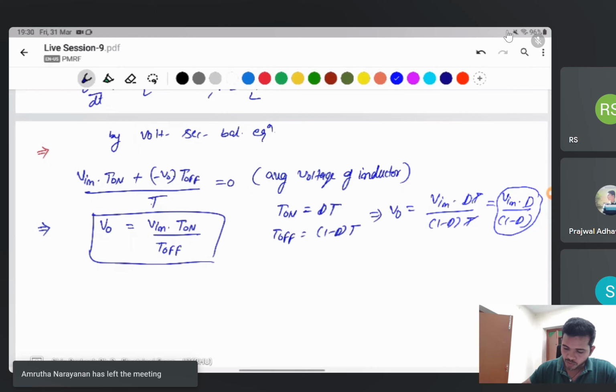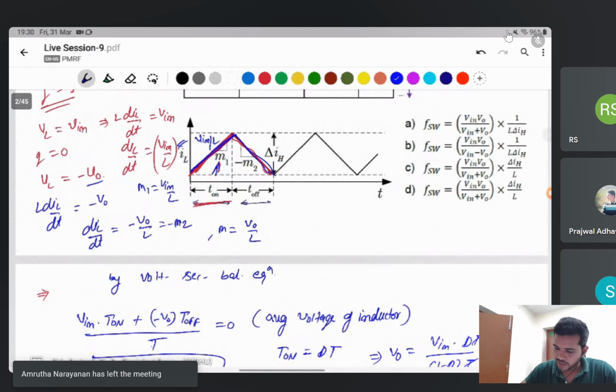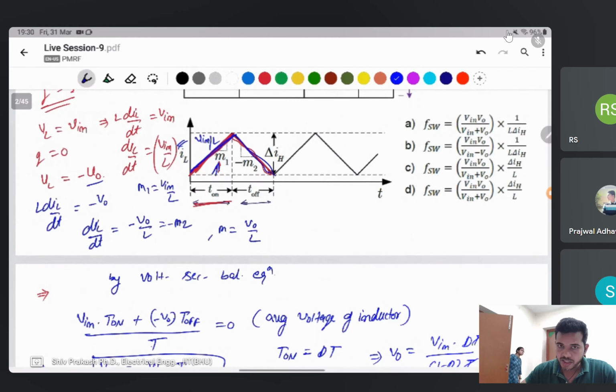Once you find the output equation, then find the delta IL. Delta IL is the same as the delta IH. Then what will be delta IL or delta IH? This one is the minimum current, this one the maximum current.